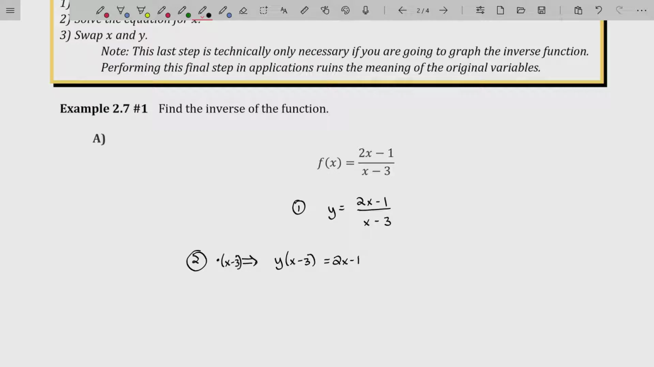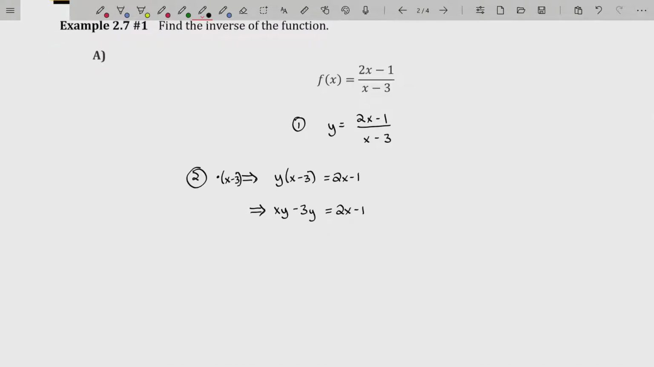Now remember, the ultimate goal is to solve for x. So we would like to get terms with x here and then kind of isolate them. So I'm going to go ahead and distribute that y through. So I get xy minus 3y is equal to 2x minus 1. Again, the goal here is to get terms with x on one side and terms without x on the other side. So I will move all terms with x to the left-hand side and all terms with y, or without x, I should say, to the other side.